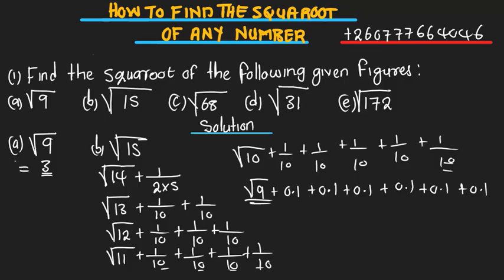Then we have a perfect square, so this is going to give us 3 plus 0.1, 0.2, 0.3, 0.4, 0.5, 0.6. 3 plus 0.6 is going to be 3.6. Right? 3.6. Without even using a calculator, I can even say 3.5989.